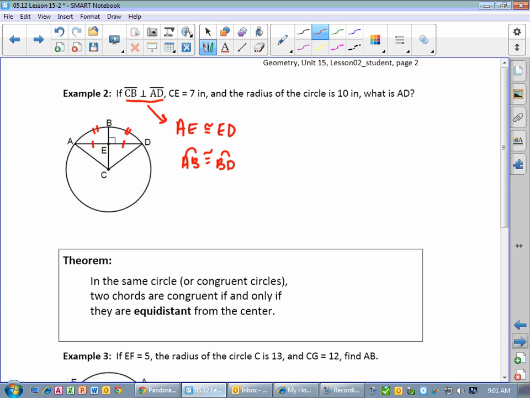So we're told CE is 7. So that's here. CE, so that's this side right here, 7. And the radius is 10. All right? So what is AD? How long is AD, chord AD? Well, let's see. The radius is 10, so that means CB is how long? 10. Okay. How long is CD? So that's also a radius, so that must be 10.